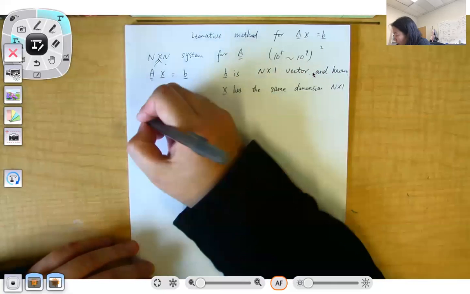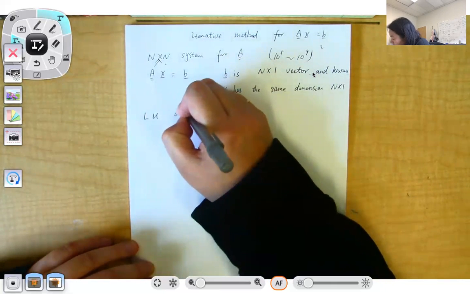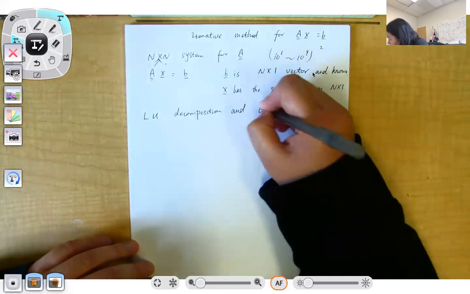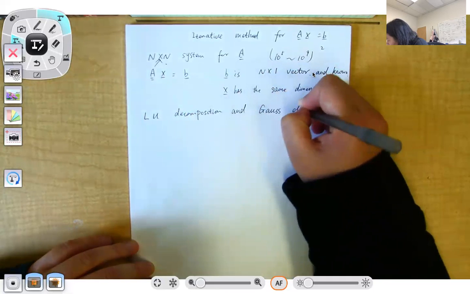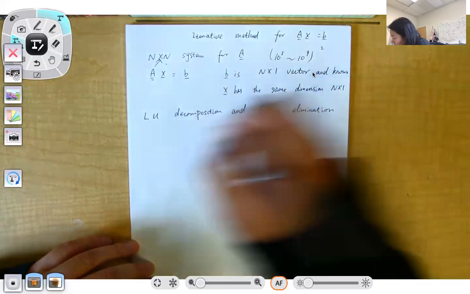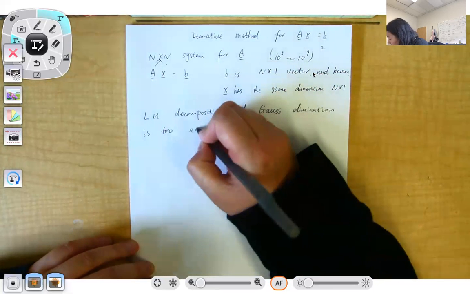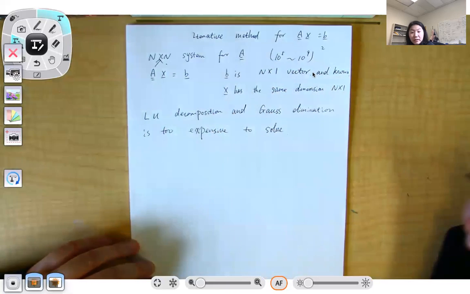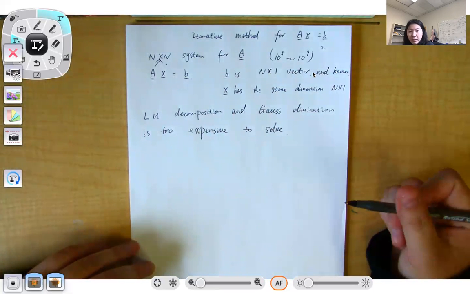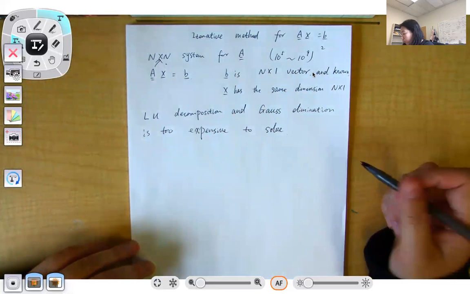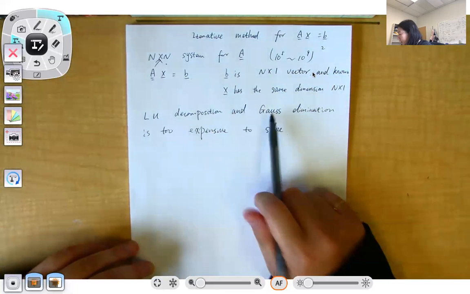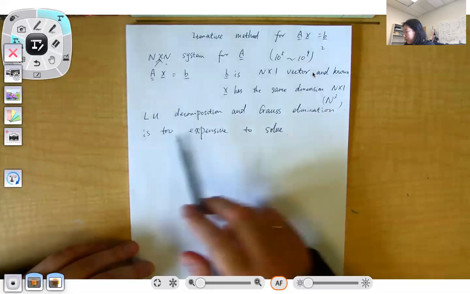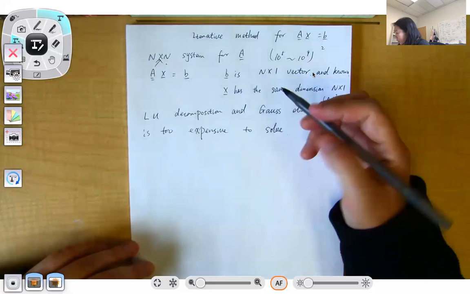We couldn't use LU decomposition and Gauss elimination, as they are too expensive to solve, because the order of the computational expense is n to the third for both LU decomposition and Gauss elimination, right? N to the third. So you couldn't solve it using these two methods. You will use an iterative method.